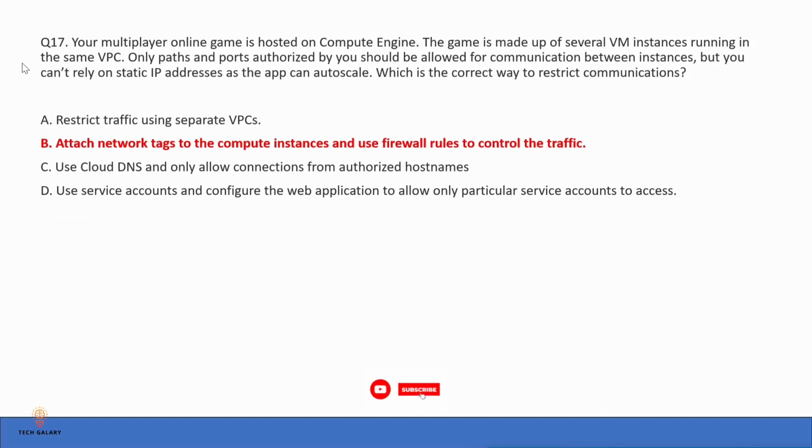Cloud DNS does not provide firewall capability, so this option is not correct. Option D, use service accounts and configure the web application to allow only particular service accounts to access. Option D is not correct because we need to restrict communication between VMs. Service accounts are used to manage communication between applications and GCP services. So option B is correct for this question.